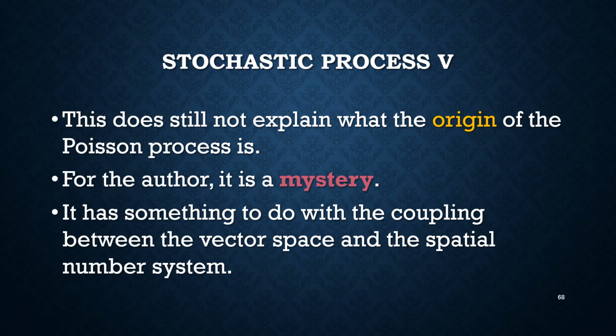This does still not explain what the origin of the Poisson process is. For the author, it is a mystery. It has something to do with the coupling between the vector space and the spatial number system.